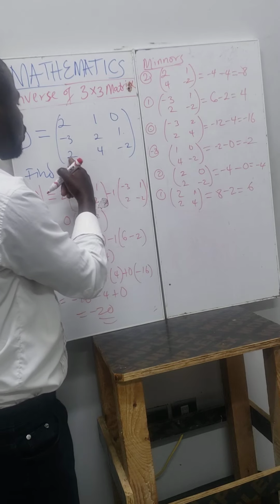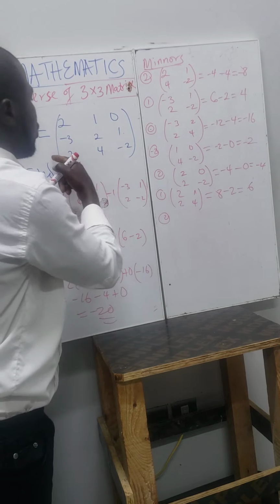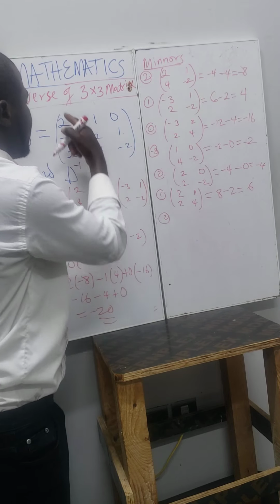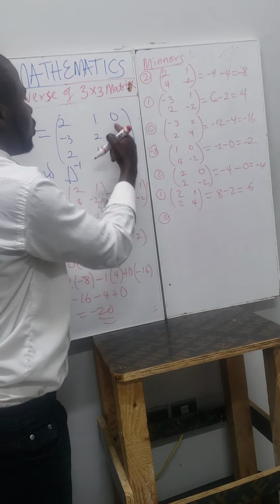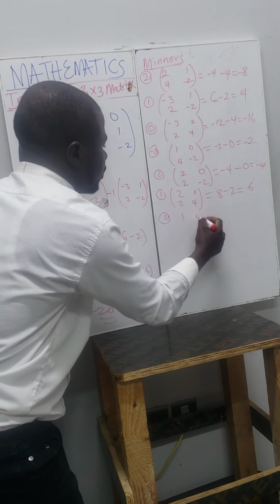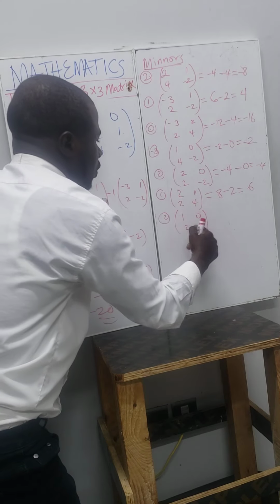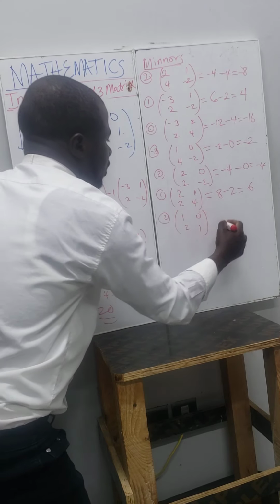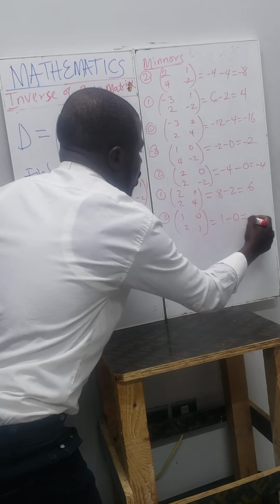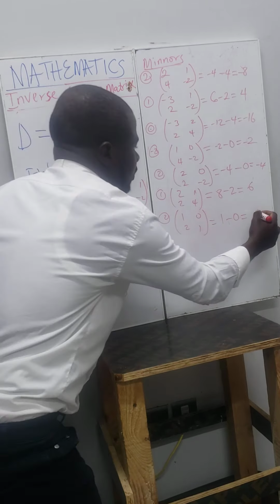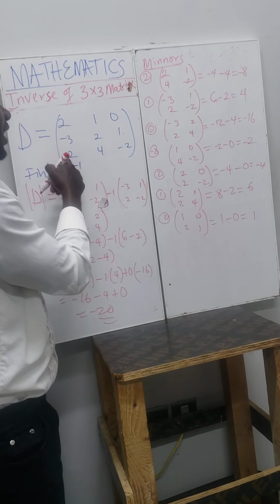Then we go to 2 now. The minor on element 2. Block the element on the same row, the element on the same column. Whatever we have left, we write them out. 1, 0, 2, 1. 1 times 1 is 1. Minus 2 times 0, 0. 1 minus 0 is what? It's still 1. We are able to get 1 here for the minor on the element 2.